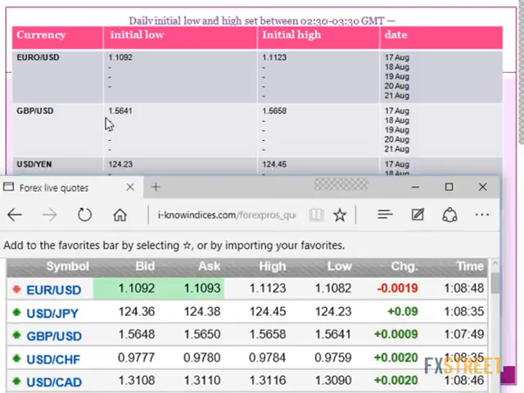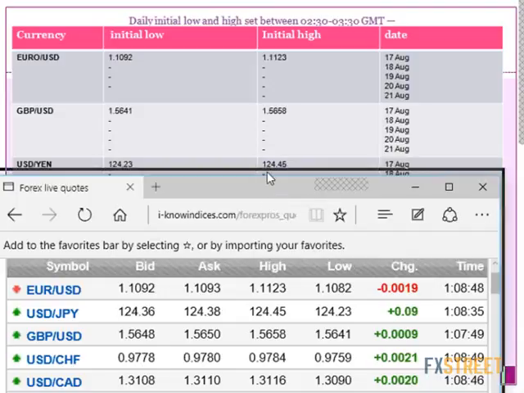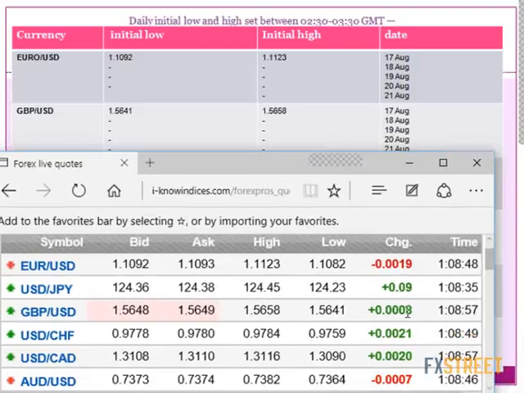Then in the case of GBP, 1.5641 is the low, and they are still holding it. 1.5658 is a high. So they are likely to hold GBP in positive territory and bring down euro. As a result, euro GBP could make a downward move for the week beginning, and later on they could make the rise.